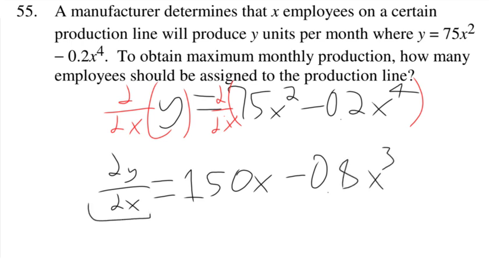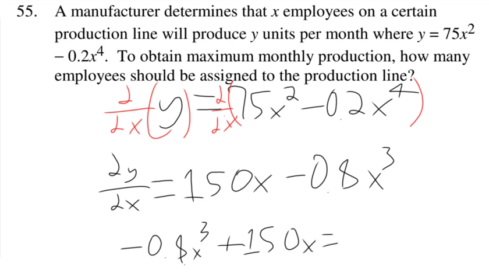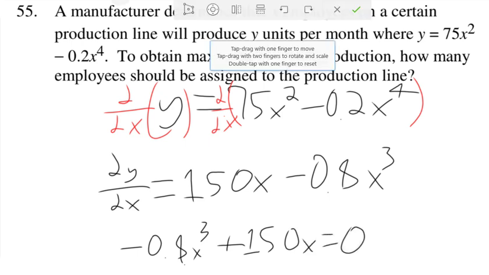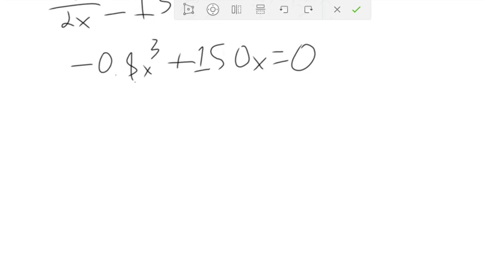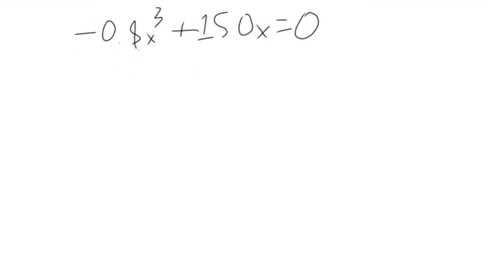And we're interested at when dy dx equals 0. So we want to set 150x minus, perhaps I will put these in descending order of the degree, minus 0.8x cubed plus 150x equals 0. So we have a cubic function set equal to 0. We have no constant term. What that means is that one of our solutions for x is going to be x equals 0.